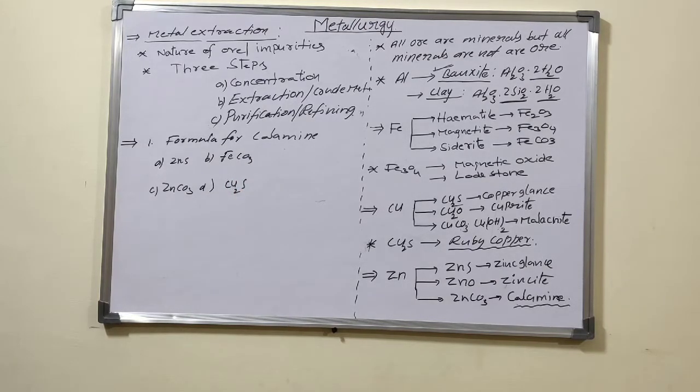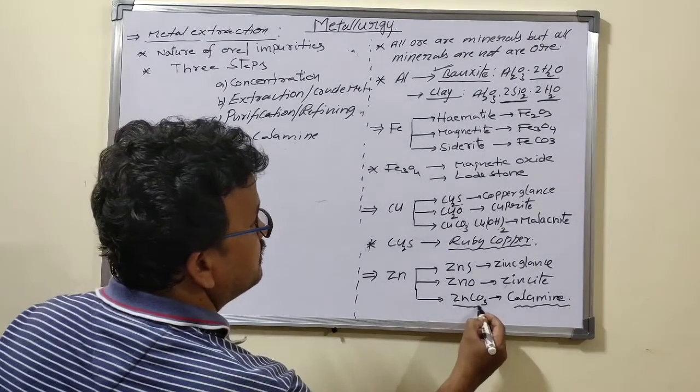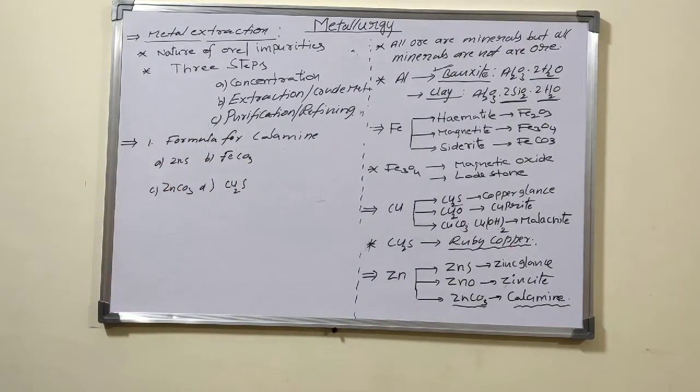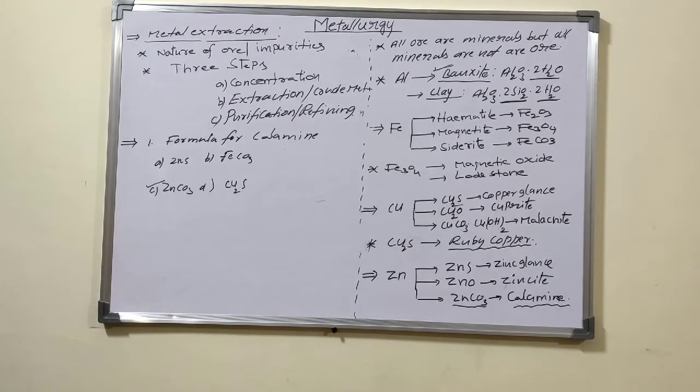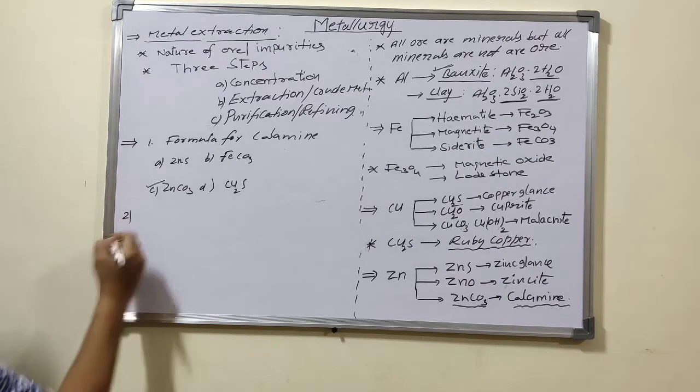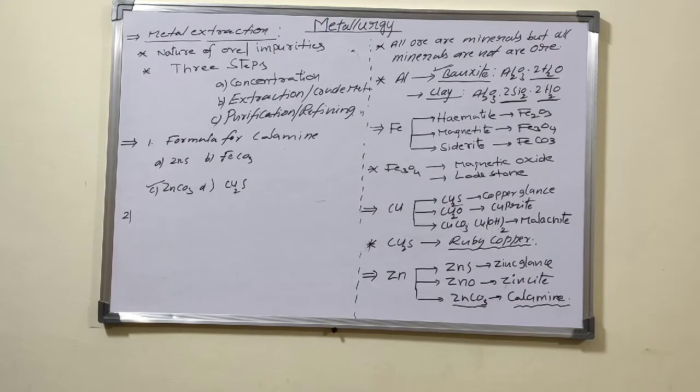In the calamine formula question, first we have to remember which metal the calamine mineral belongs to. As I gave here, calamine is a zinc mineral. So our answer is zinc carbonate.